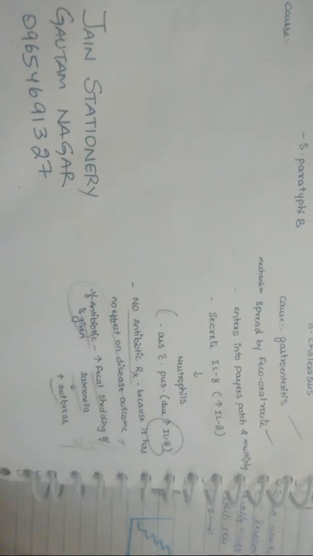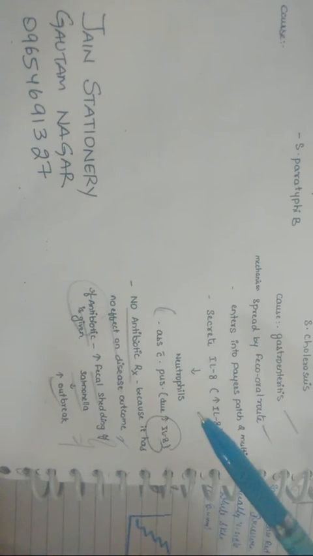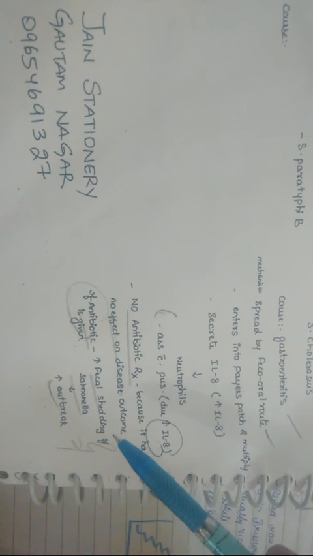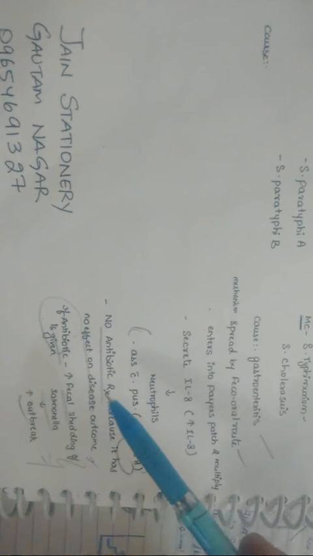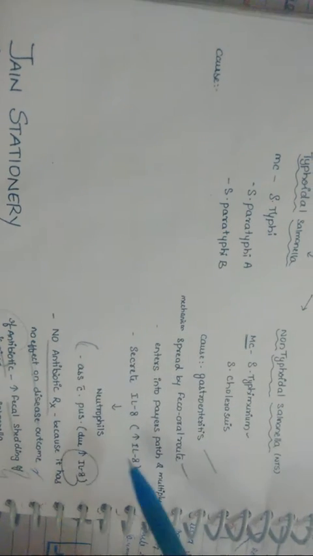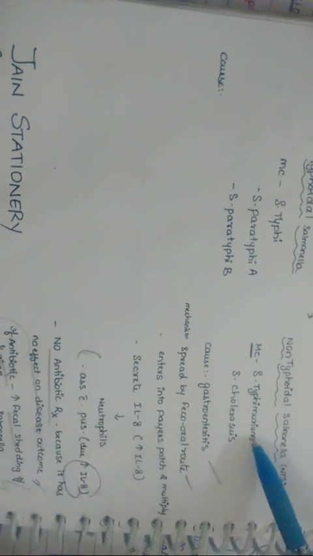You are not going to give antibiotics because they have no effect on the disease outcome, and you have a problem. If you start giving antibiotics, it increases fecal shedding of salmonella, and once it increases the fecal shedding, there will be an outbreak. So you have to be very careful. You are not supposed to give antibiotics to a person who has gastroenteritis caused by non-typhoidal salmonella species. I hope you understood that you have two serotypes of salmonella, typhoidal and non-typhoidal, and how non-typhoidal causes gastroenteritis. So now let us understand that.